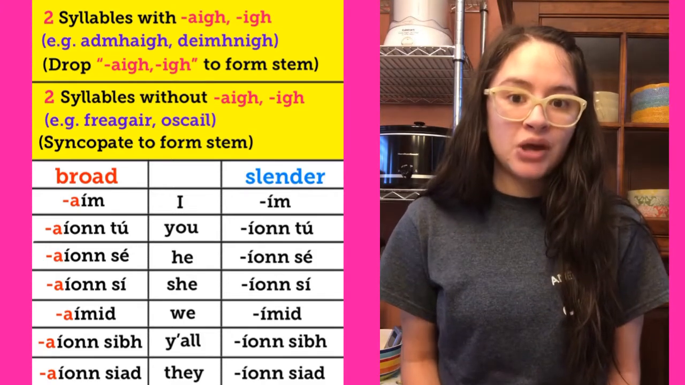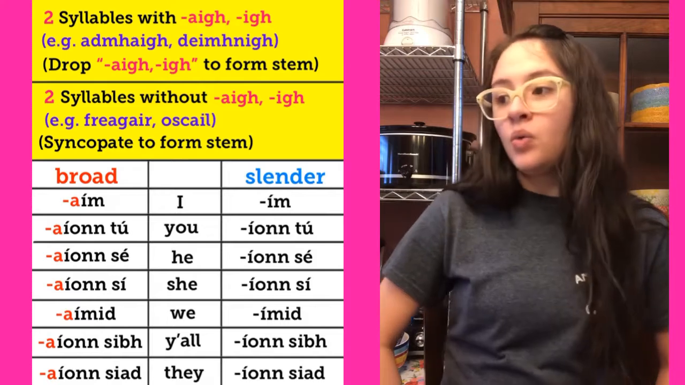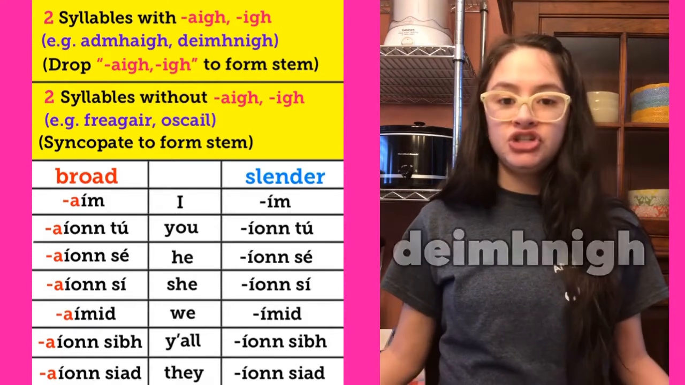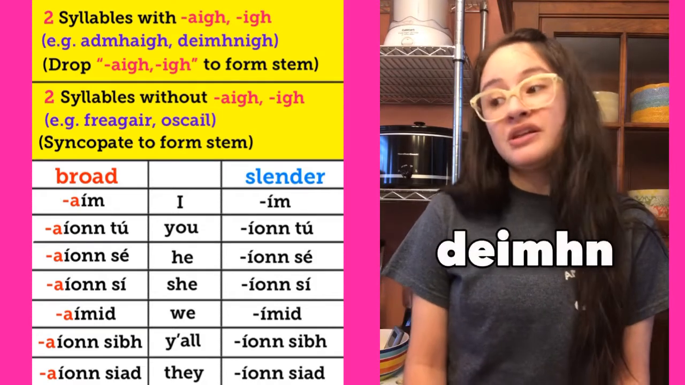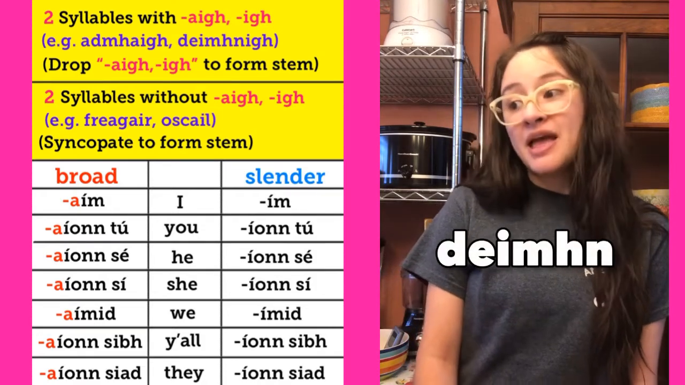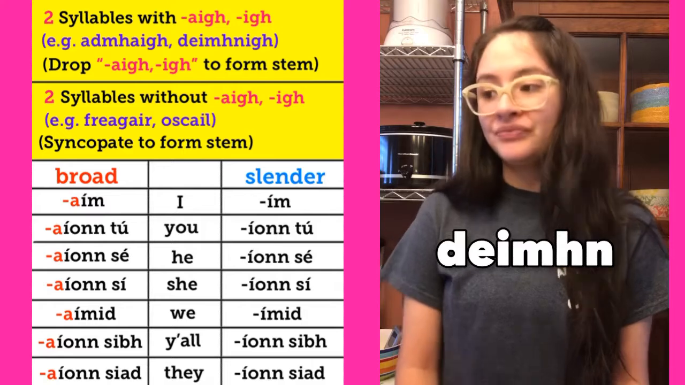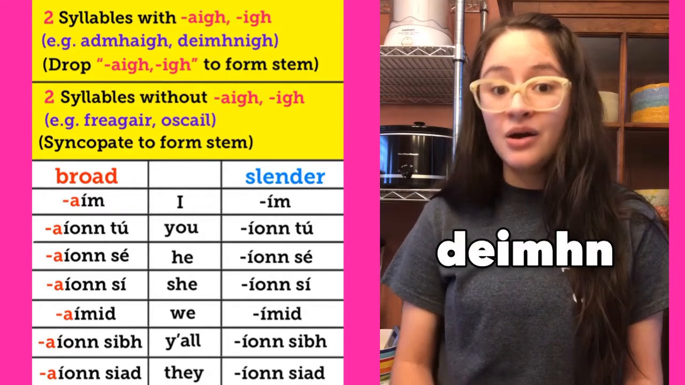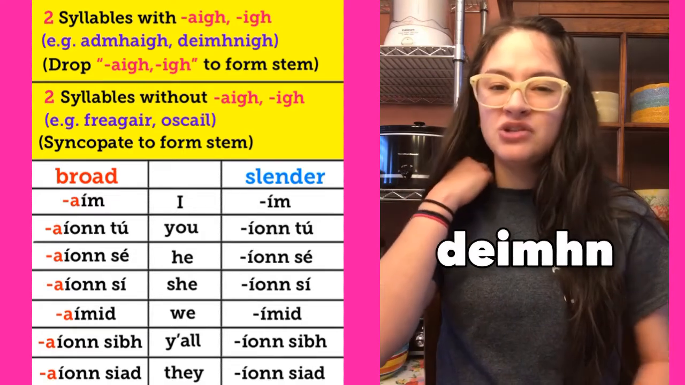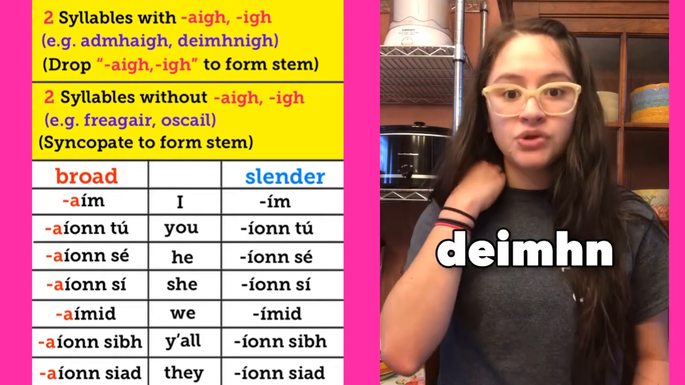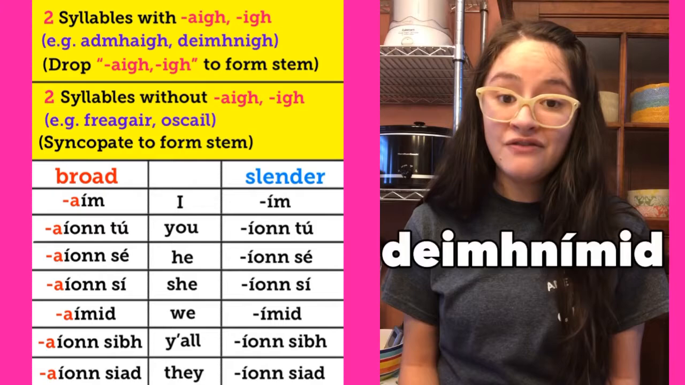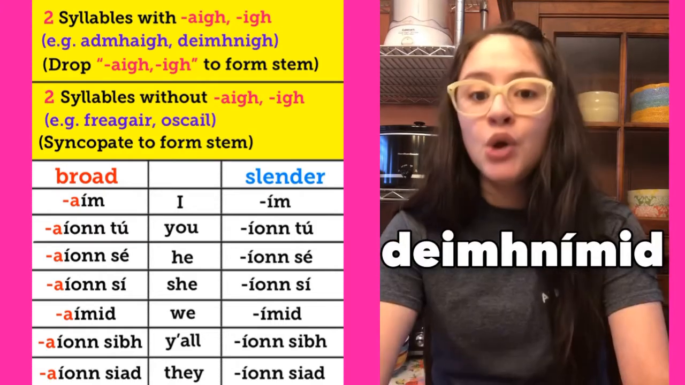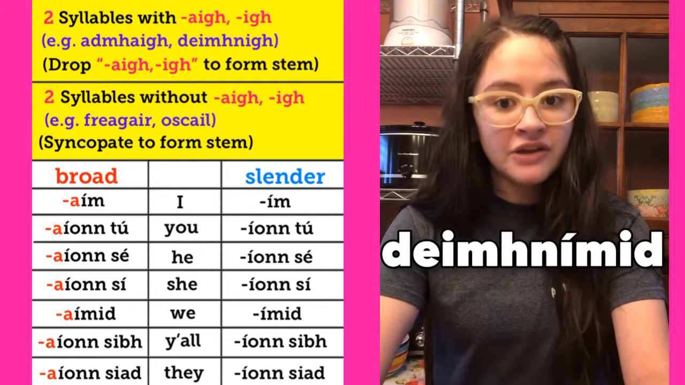What if we want to say we affirm? Well, to affirm is deimhnigh. So we're going to drop the -igh in that. We're left with deimhn. That's the stem. The last vowel in that's an I, which is slender, which makes the whole verb a slender verb. So we're going to choose from the list of slender suffixes. We need the -ímid suffix, which would make we affirm deimhnímid.